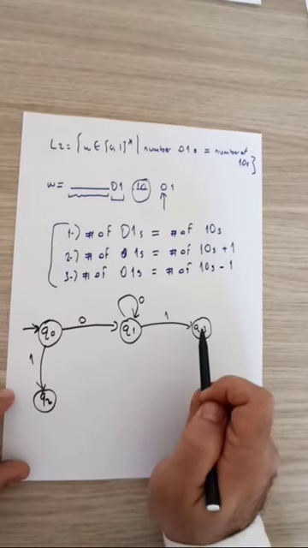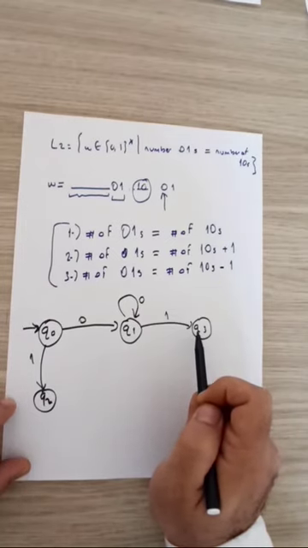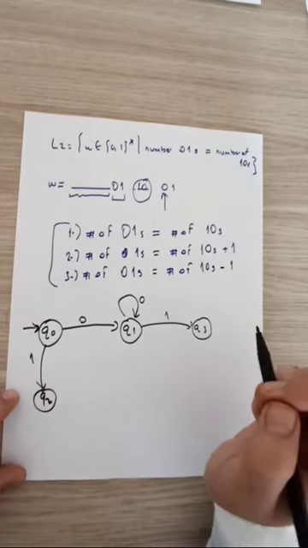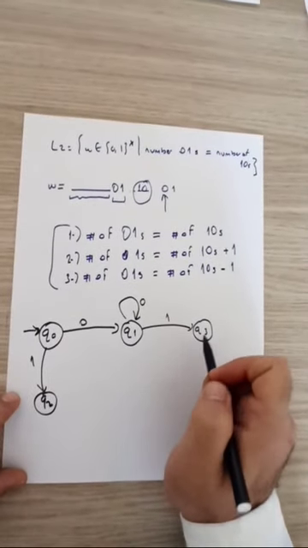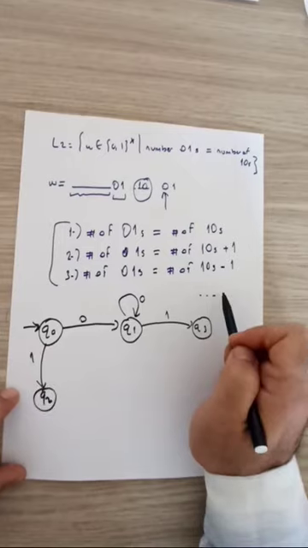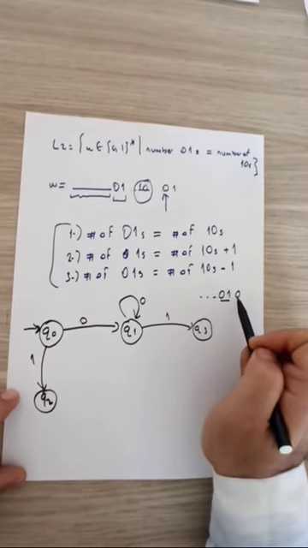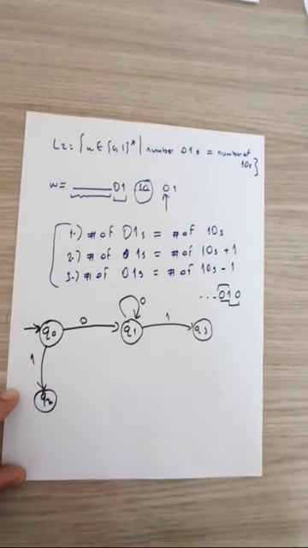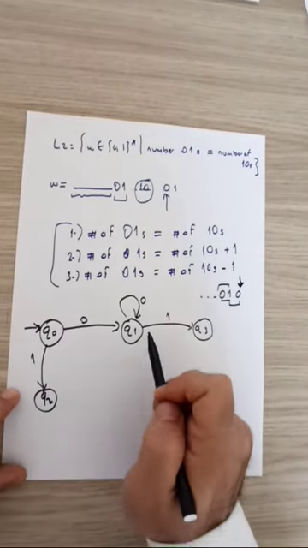If we encounter a 0, let's think of the meaning. If we encounter a 0, we now know that we have a string of the following format: we have 0 1, and then we have encountered yet another 0. So now the number of 0 1s is equal to the number of 1 0s, and the part of the string we have seen so far ends with a 0.